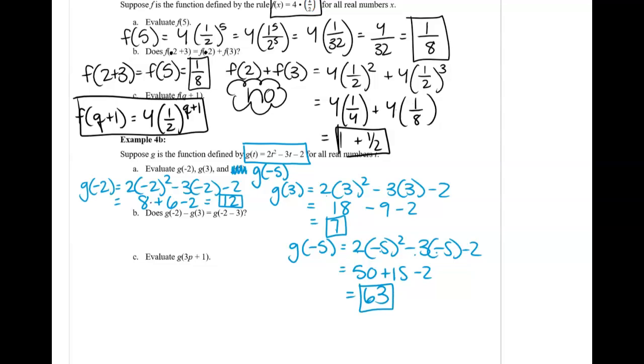So the question here was really, sorry, I lost my train of thought. So we're looking at, does g of negative 2 minus g of 3 equal g of negative 2 minus 3? Well, g of negative 2 minus 3 is just g of negative 5. So does 12 minus 7 equal 63? No, definitely not.